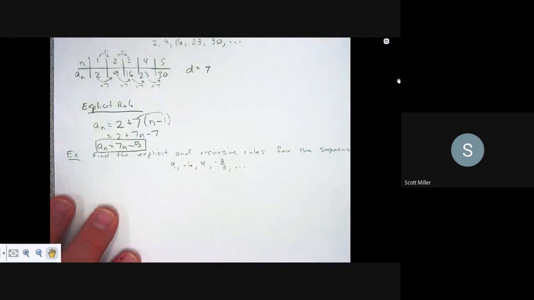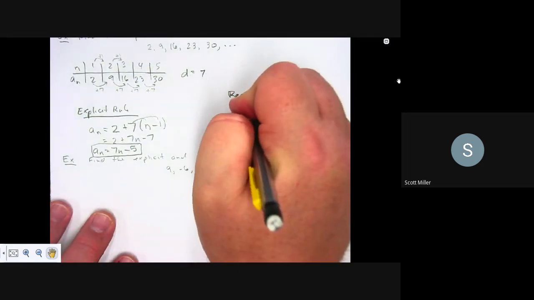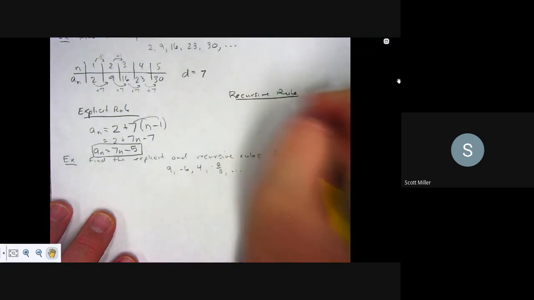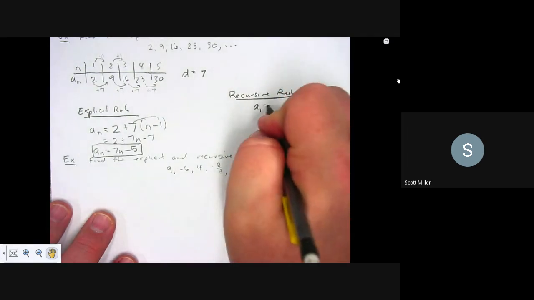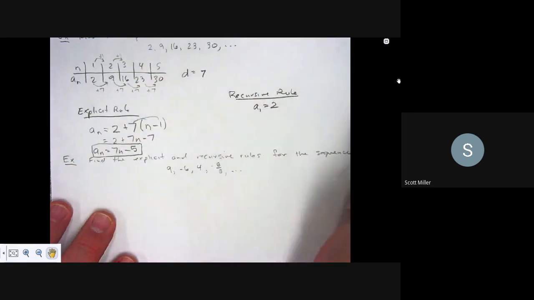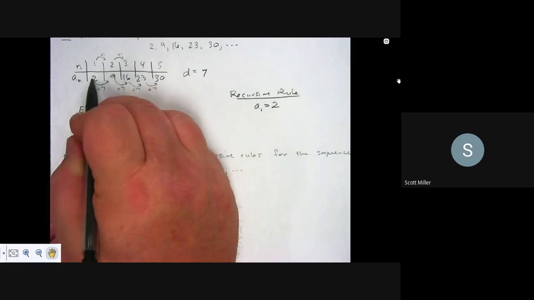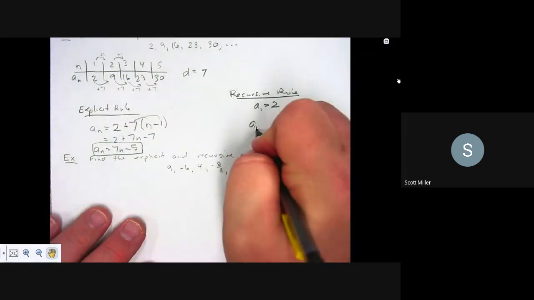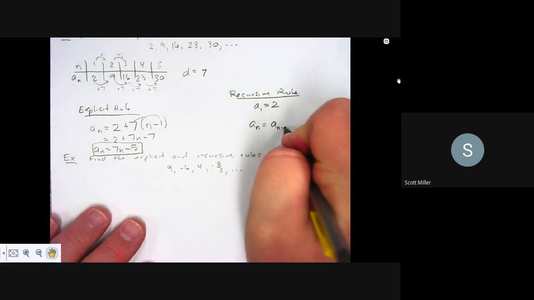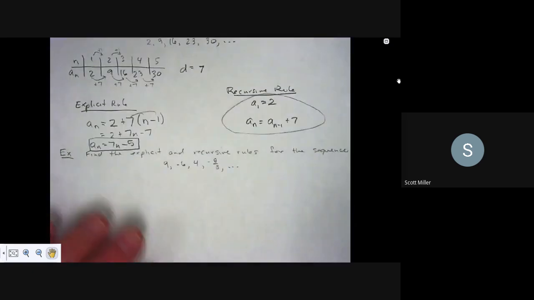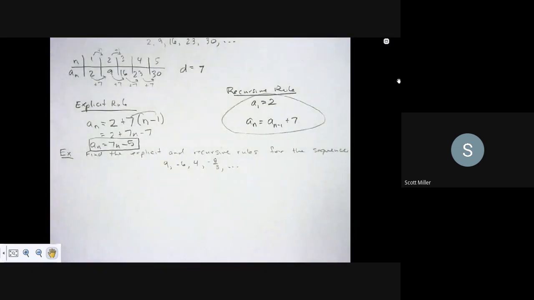Okay? What is our recursive rule? I need to know the starting value. Where does it start? It starts at 2. And then how do I get to the next number? The next answer is the previous answer plus 7. And so that is the recursive rule right there. All right?